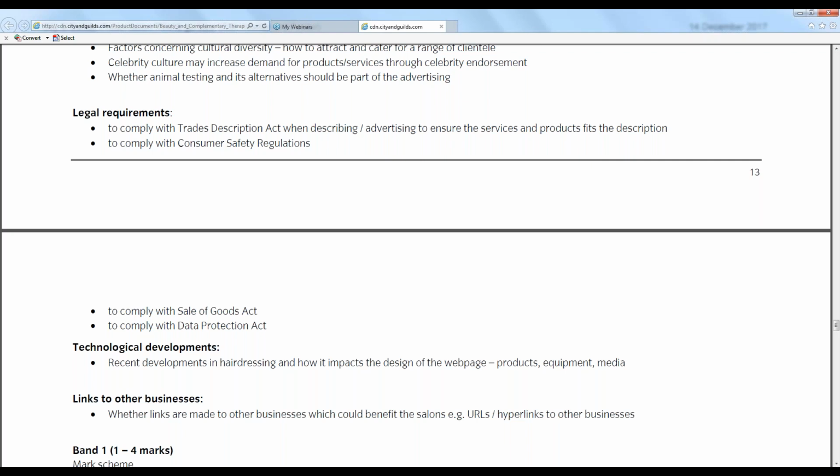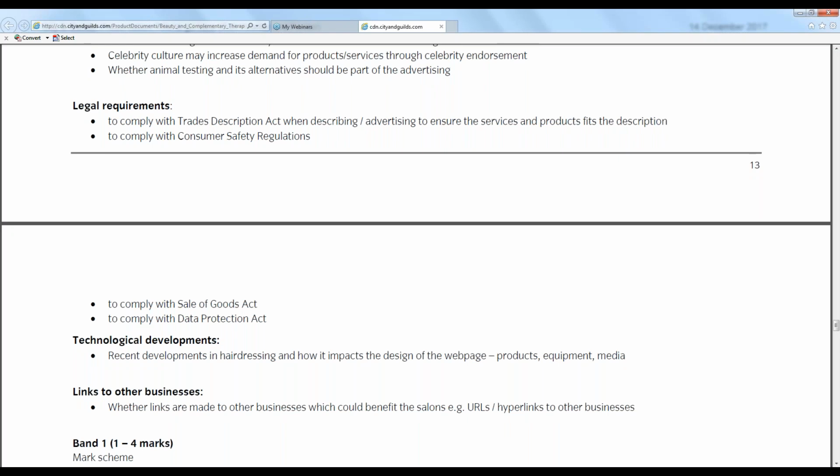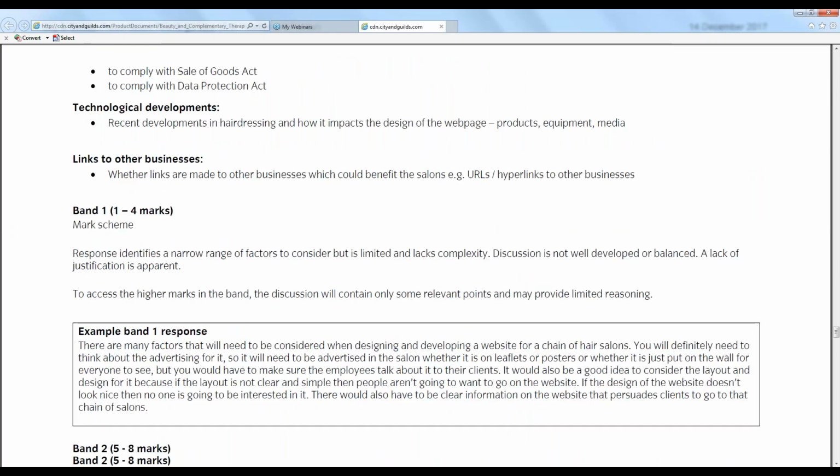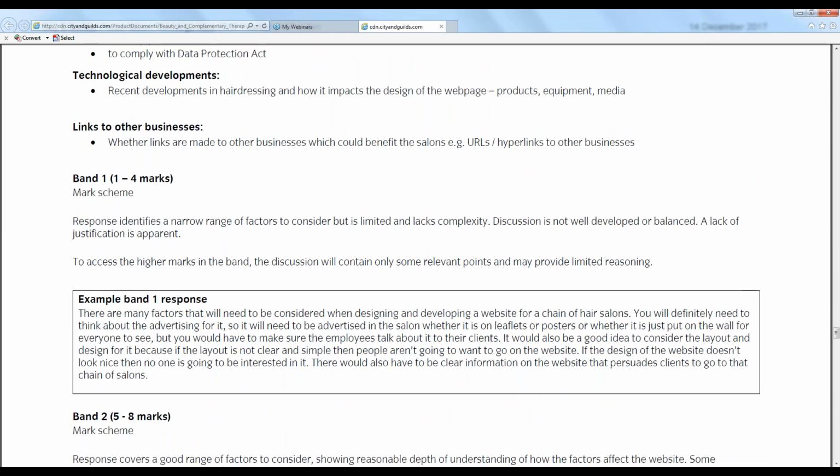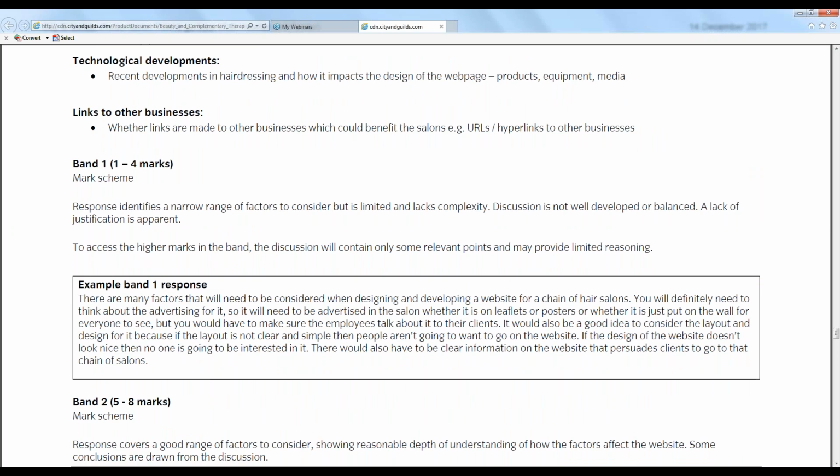So you can print these off and give your learners this question as an extended response. Give them the indicative content to help them start to think about how they structure their responses. And then what we've given you here is an example of a response from a lower level learner that would actually get 1 to 4 marks. So they've obviously gone into a little bit of detail, but not enough. They haven't hit each of those indicative content headings.